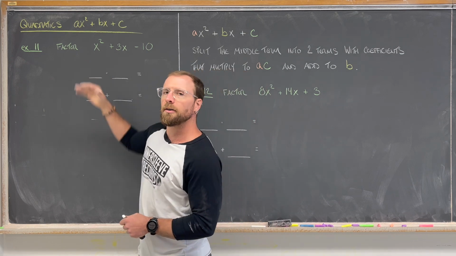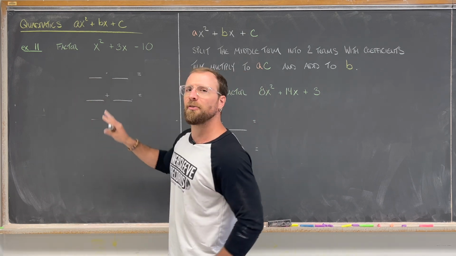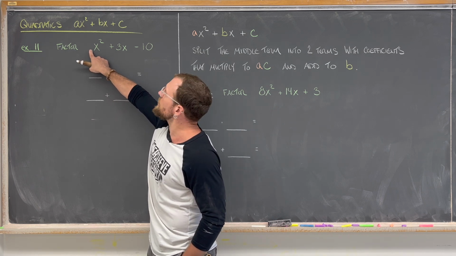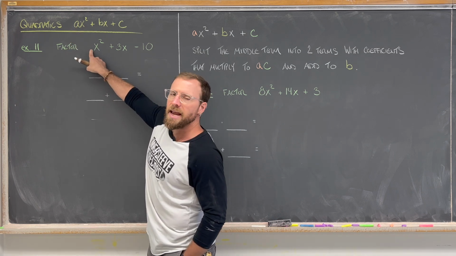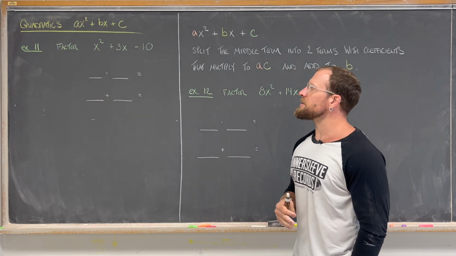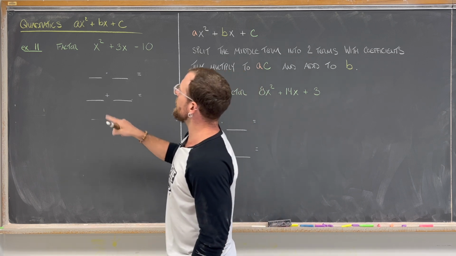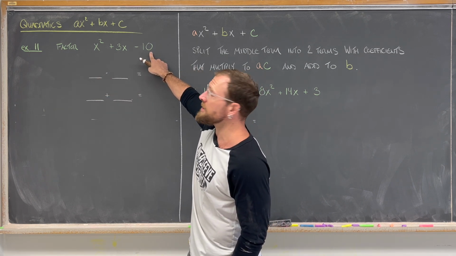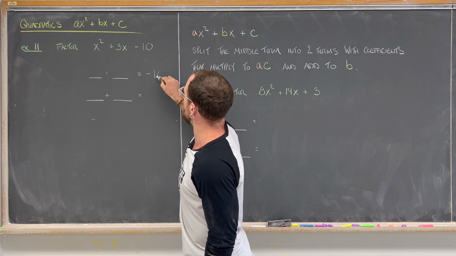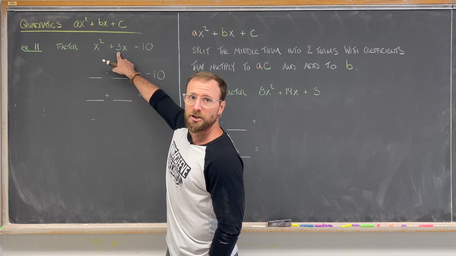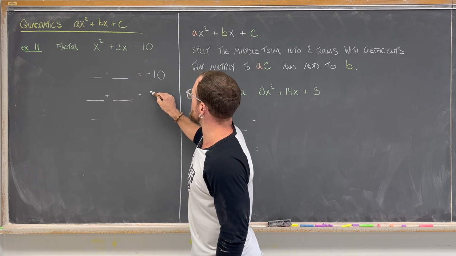Well, there are really 2 cases, and you're probably familiar with the first, which is when the lead coefficient, the coefficient of x squared, what I call a, is 1. Then it's pretty straightforward, and you probably have a lot of experience doing this. The trick is to find 2 numbers that multiply together to be the last number, the constant term, in this case negative 10, and that add together to be the middle coefficient, the coefficient of x, in this case 3.